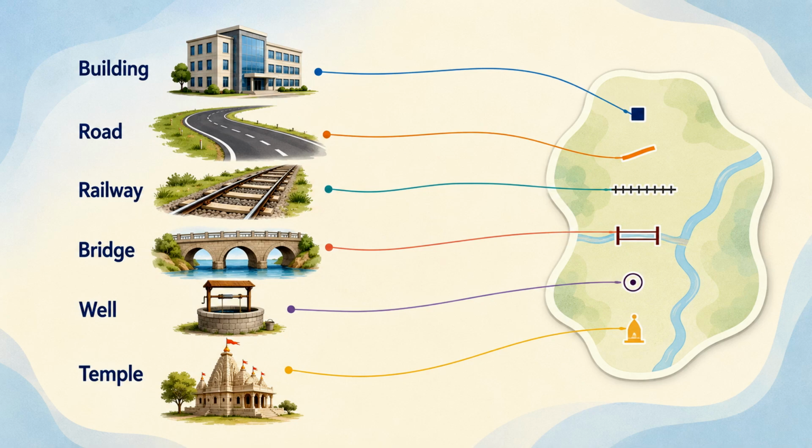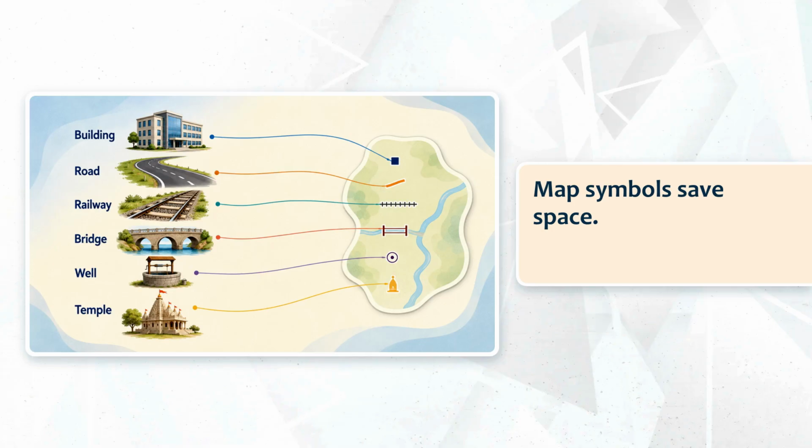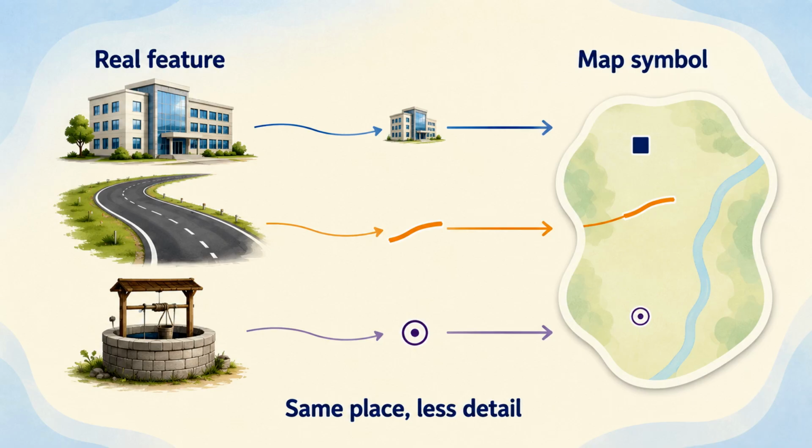A symbol is a small mark that stands for a real feature such as a building, road, railway, bridge, well, or temple. Symbols let a map show many places without becoming crowded. The size difference shows the main advantage. Map symbols save space. Small marks can represent much larger features. Maps need clear positions, not full pictures of every object.